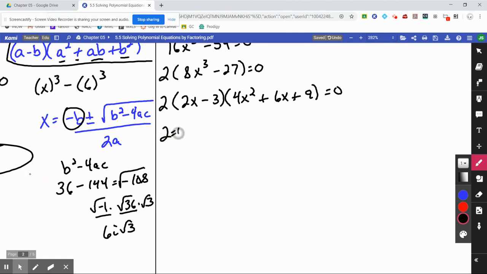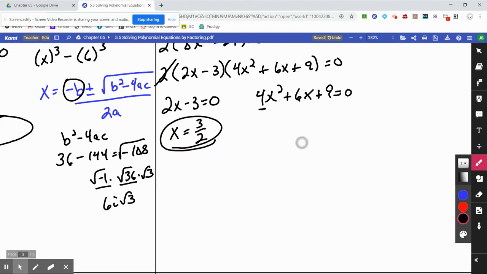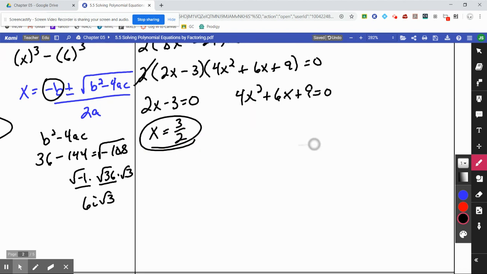Now, when you set 2 equal to 0, that can't be a true statement, so really you can just forget about the 2 and just set the rest of them equal to 0. 2x minus 3 is 0. 4x squared plus 6x plus 9 is 0. Now, I would not recommend completing the square here because of the 4 being out front. So your 3 roots: move the 3 over, divide by 2, will be 3 halves. Now let's again use the quadratic formula.